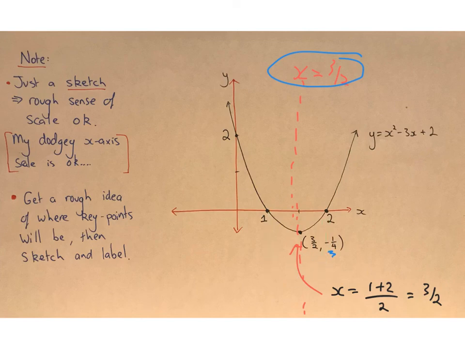So when you're sketching your quadratics, it can be a good idea to not put the points in first. Get a rough idea of where they might be, where you want to go through on your graph, and then sketch in your quadratic. Then you can go back and precisely put in the key features.